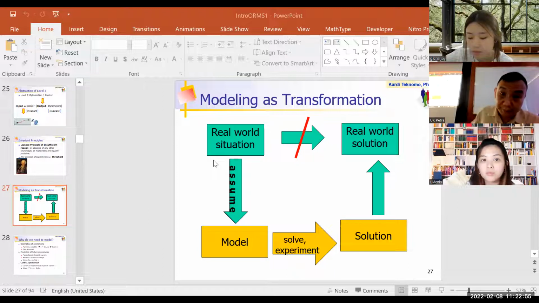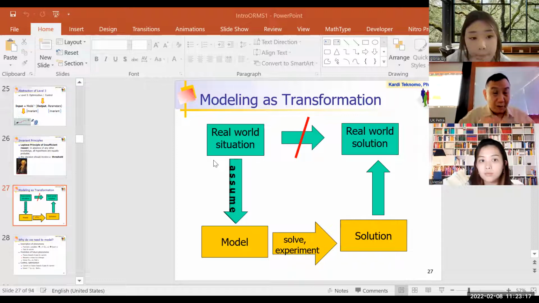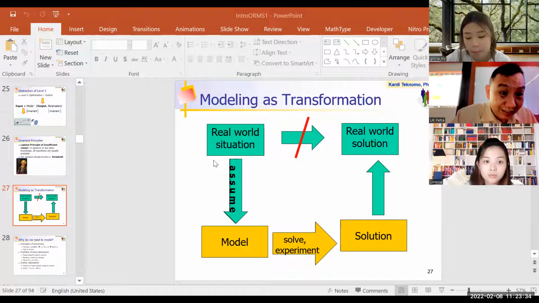So here is modeling as a transformation. What does it mean? You have a real world situation, and then you're supposed to create a real world solution. Intuitively you make a decision as the solution for the real world. What will happen if you do that? You will do trial and error in the real world.